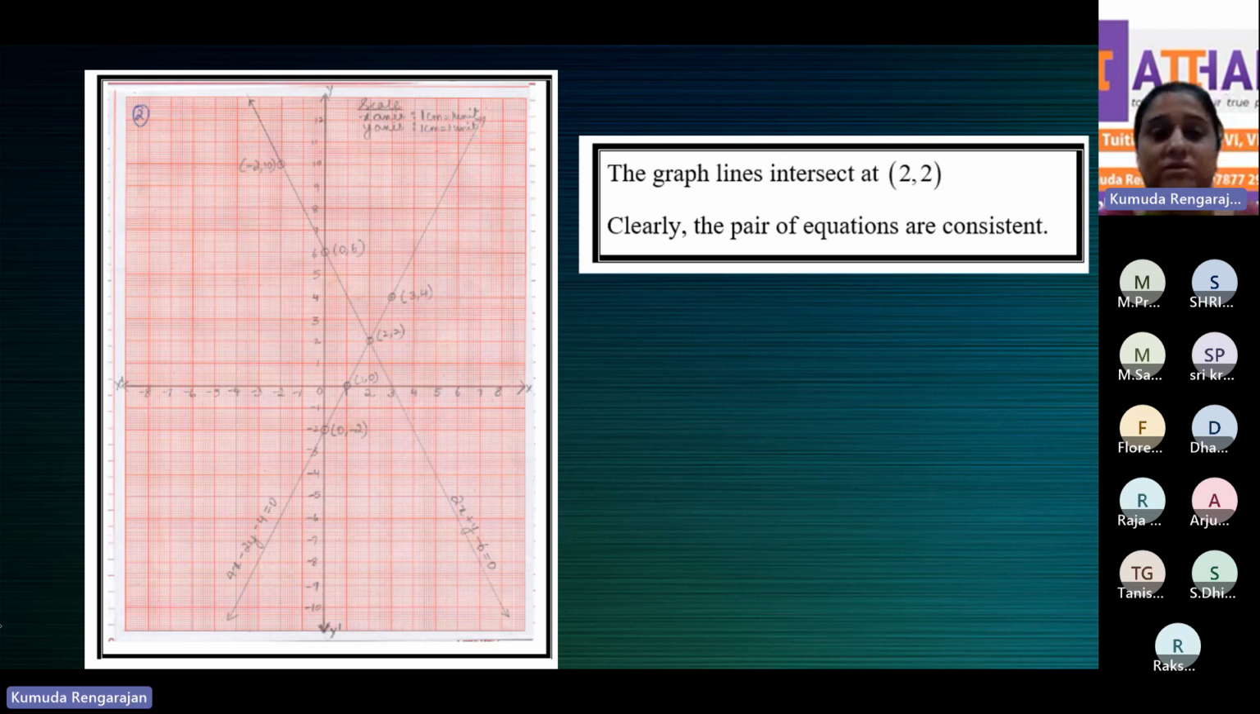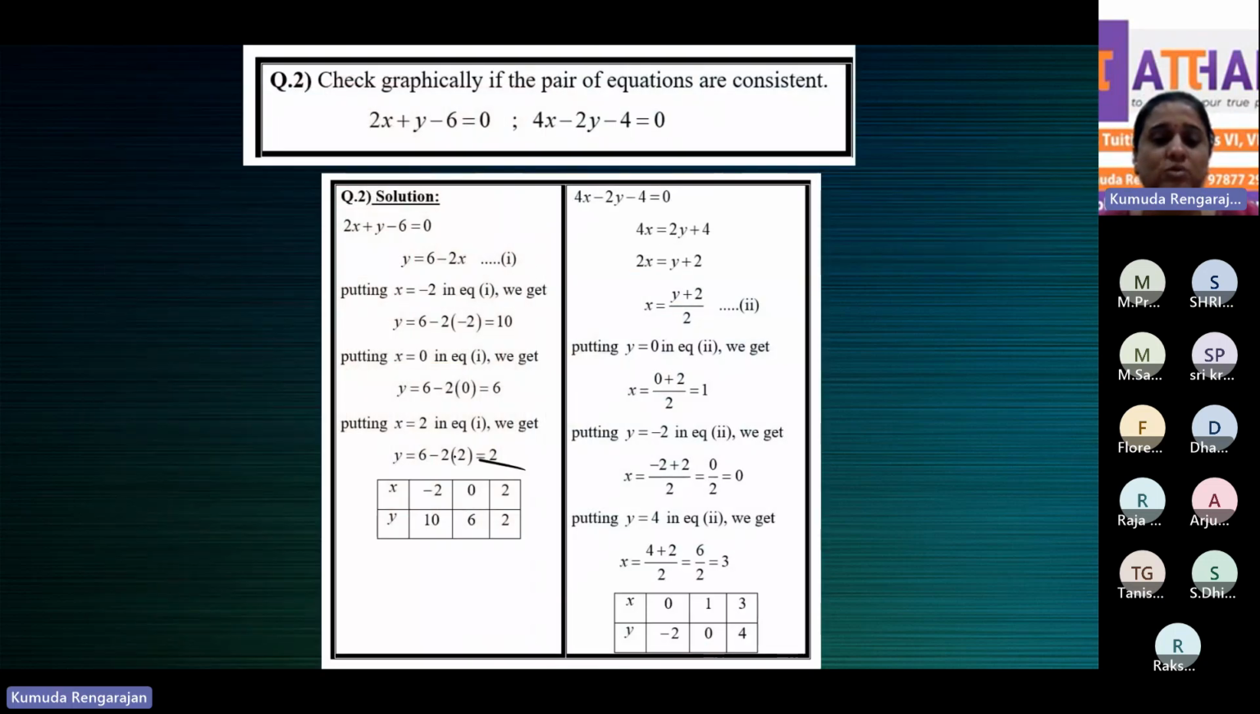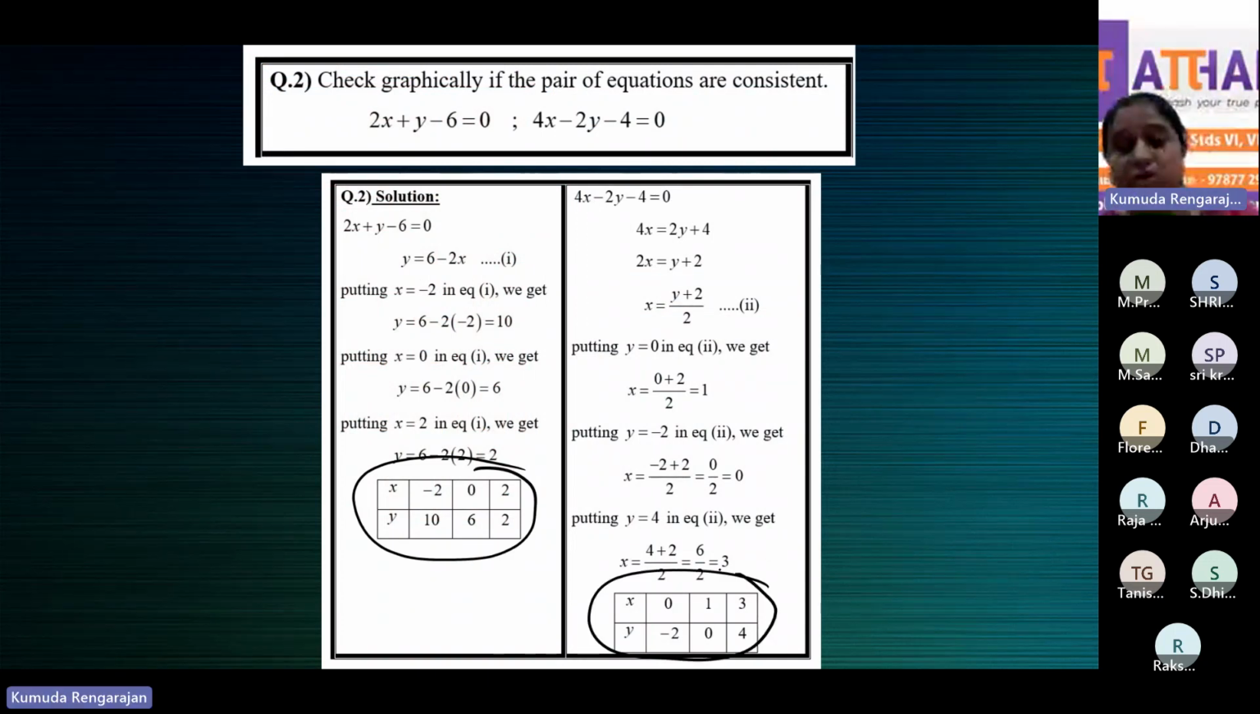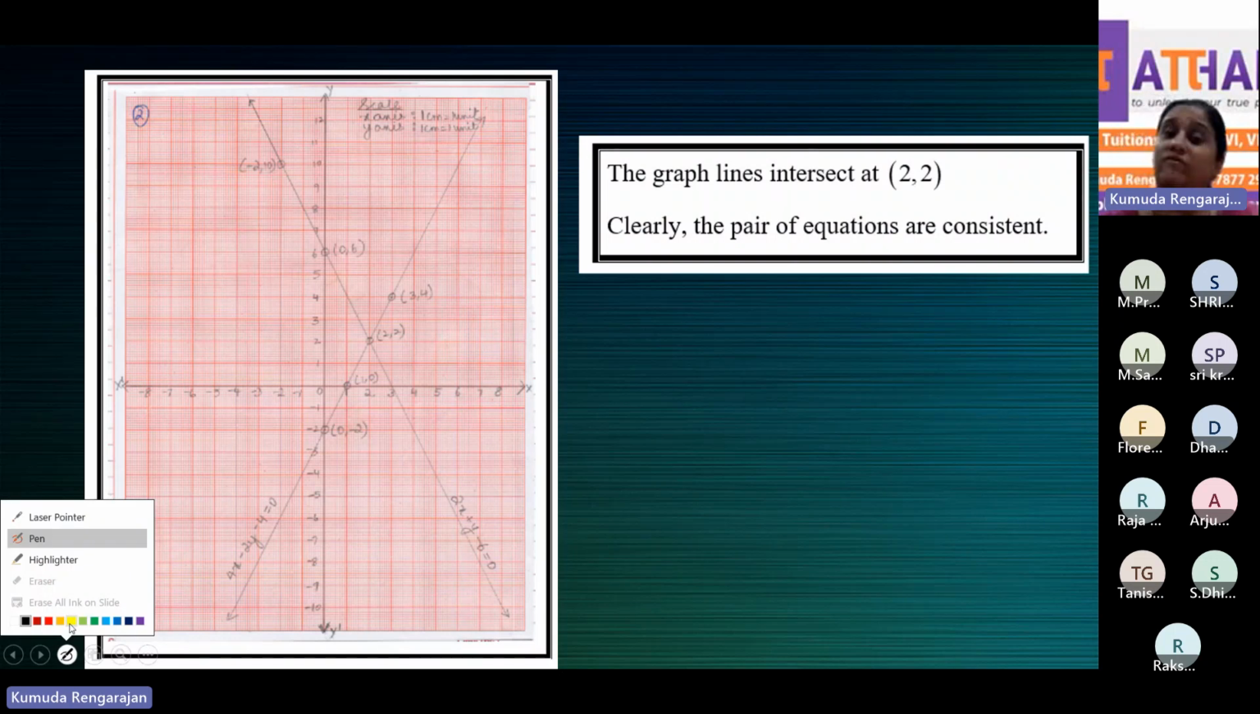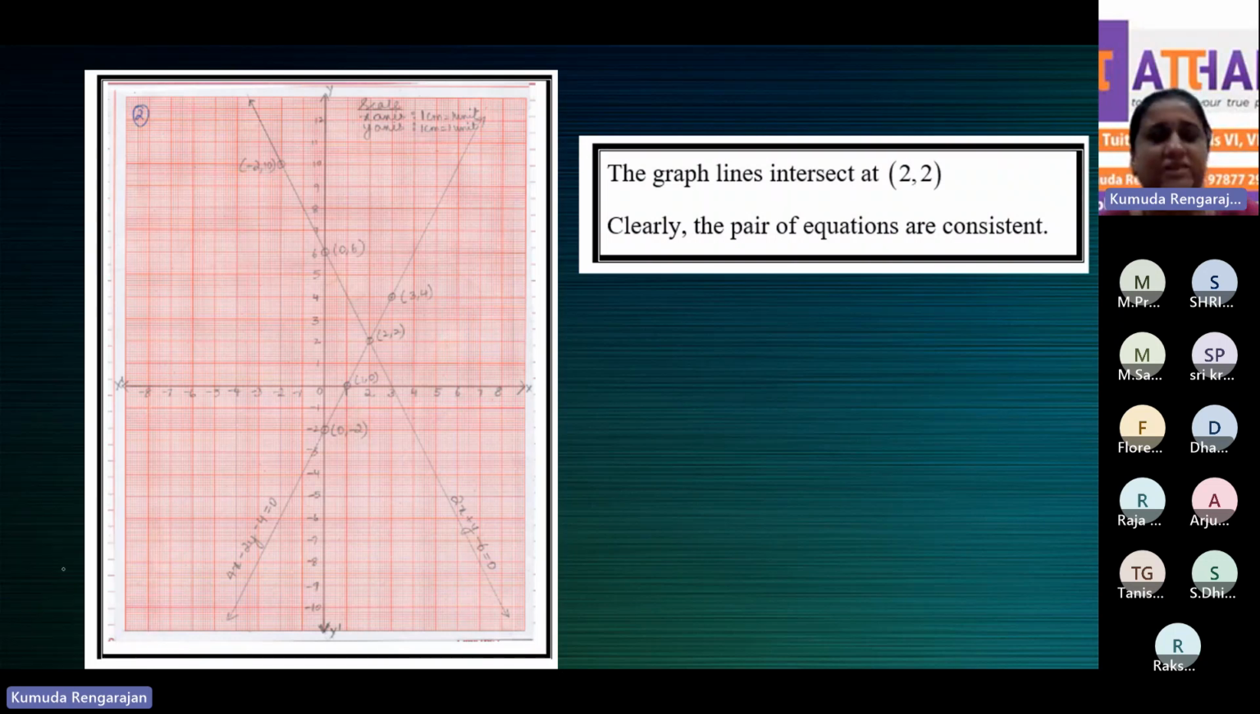All this is compulsory. And irrespective of the points you have taken here, you might have got different points here. Still, our graphs will look the same. It's not that I have plotted some of the points, so I've got a different line. No, all of us will get the same lines. See, our lines will intersect.